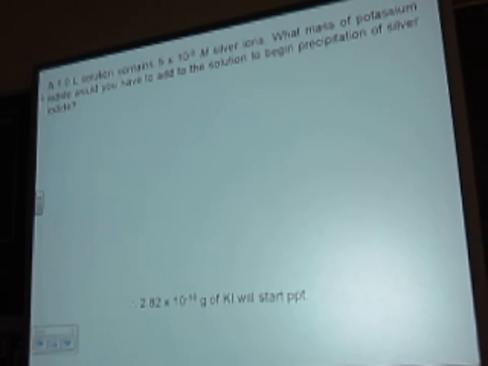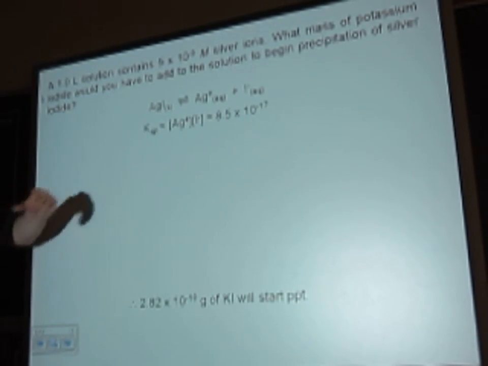Okay, let's take a quick peek here, because I do want to introduce acids and bases really quick, just to show you, and we'll get through stuff. 1 liter solution, good, because that means we don't have to worry about converting any volumes or anything like that. Contains 5 times 10 to the negative 5 molar silver ions. What mass of potassium iodide would you have to add to the solution to begin precipitation of silver iodide? So, first thing, we know we're going to precipitate silver iodide, so we know what our ionic equation is going to be. From the other question, we realize our KSP for silver iodide is 8.5 times 10 to the negative 17.